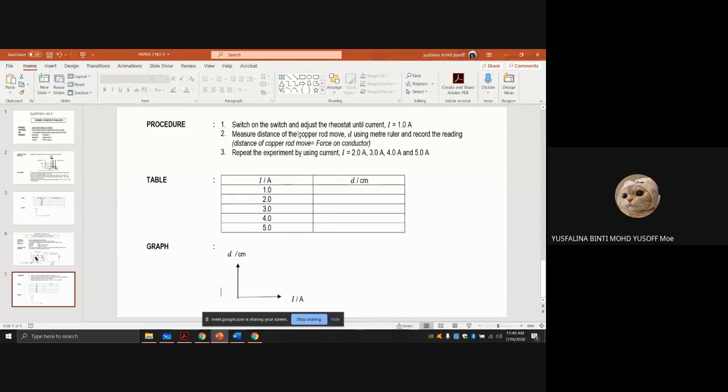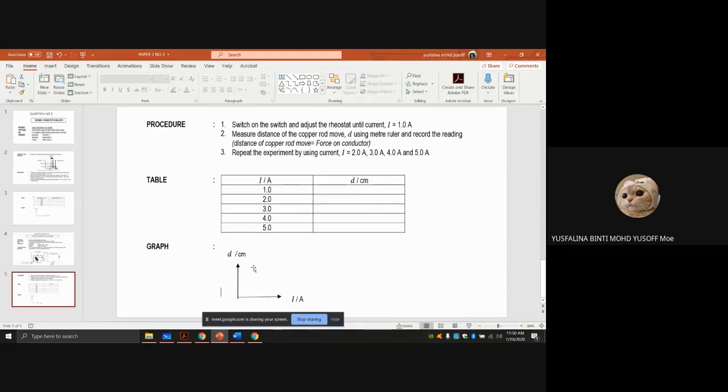So you don't need to copy back. If not, you have to copy back distance of the copper rod moved, comma D, slash cm, like that. Because you already made a notation here, change it to the symbol. You already explained what the symbol D is, so you don't need to copy back. Just use the symbol. I is the current here.